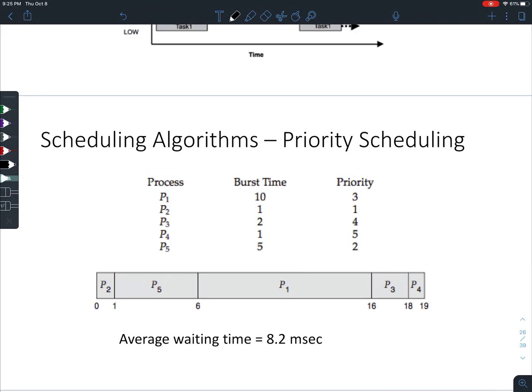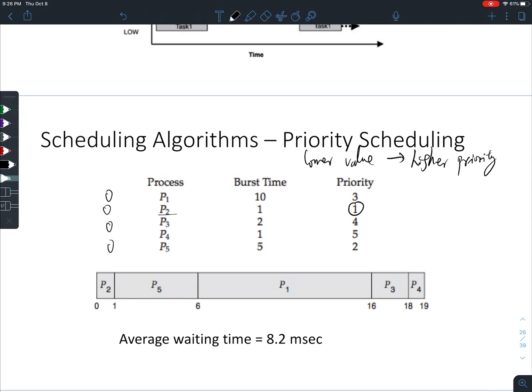So here I'm just going to show you one example. Again, all these processes arrive at time 0. This is their CPU burst time, and this is their priority. In this example, we're going to say that a lower value means higher priority. Here we have 5 processes, and the one with the highest priority is just P2 because it has the lowest value in the priority.